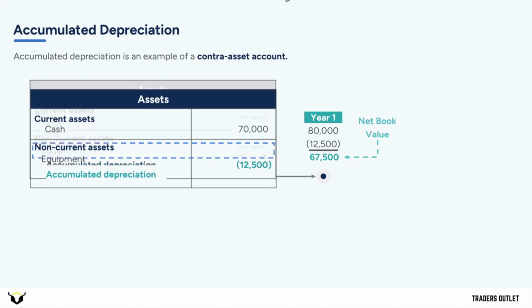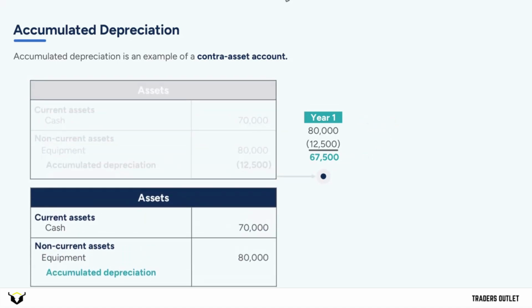Let's now move to year 2. Because it's straight line depreciation, we're going to expense another 12,500. And the journal entry is going to be debit depreciation expense. Remember, we're increasing an expense, so that's a debit. So 12,500 goes there, but we're going to credit the accumulated depreciation contra asset account, also with 12,500. This is going to increase that accumulated depreciation account balance on the balance sheet from 12,500 to 25,000, which is going to also reduce the net book value of the asset now from 67,500 to 55,000.